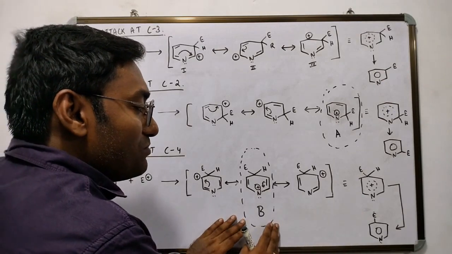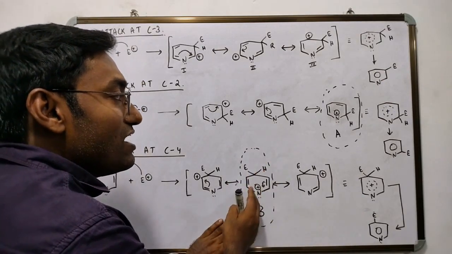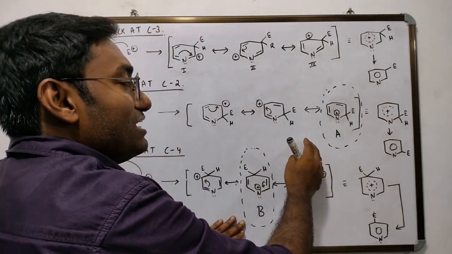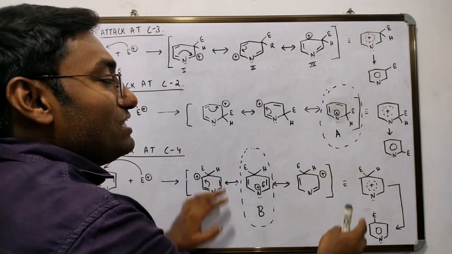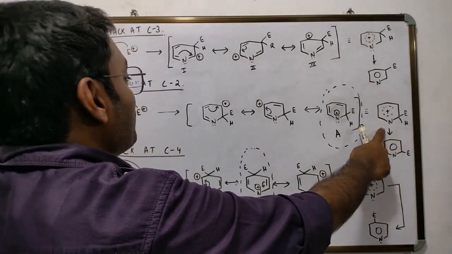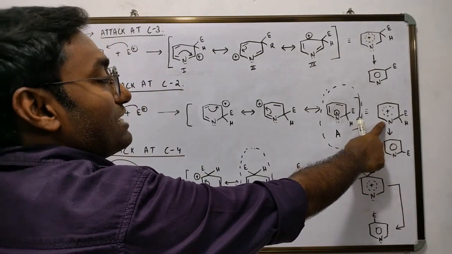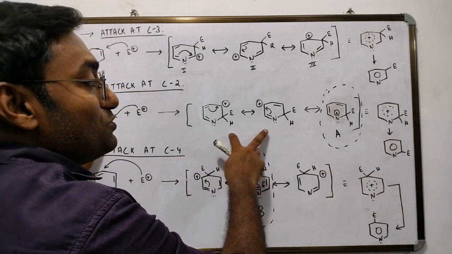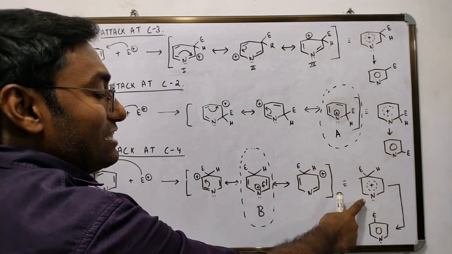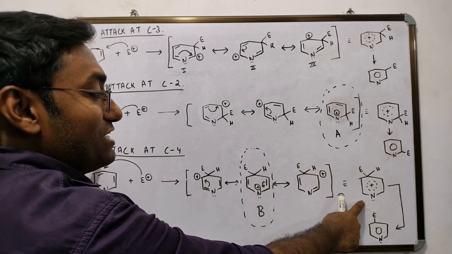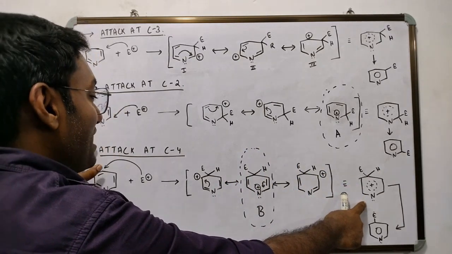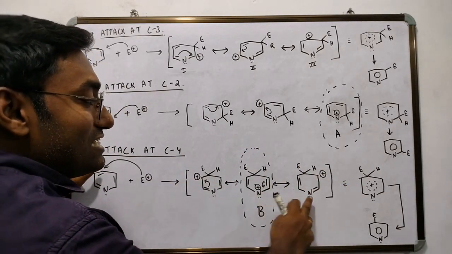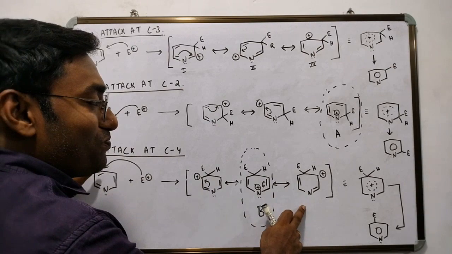Such is their contribution that their contribution is regarded as nil. That is to say that the resonance hybrid of the intermediate cation for attack at C2 is a resonance hybrid structure of these two, and the resonance hybrid structure for the intermediate cation by attack at C4 is a resonance hybrid structure of these two.